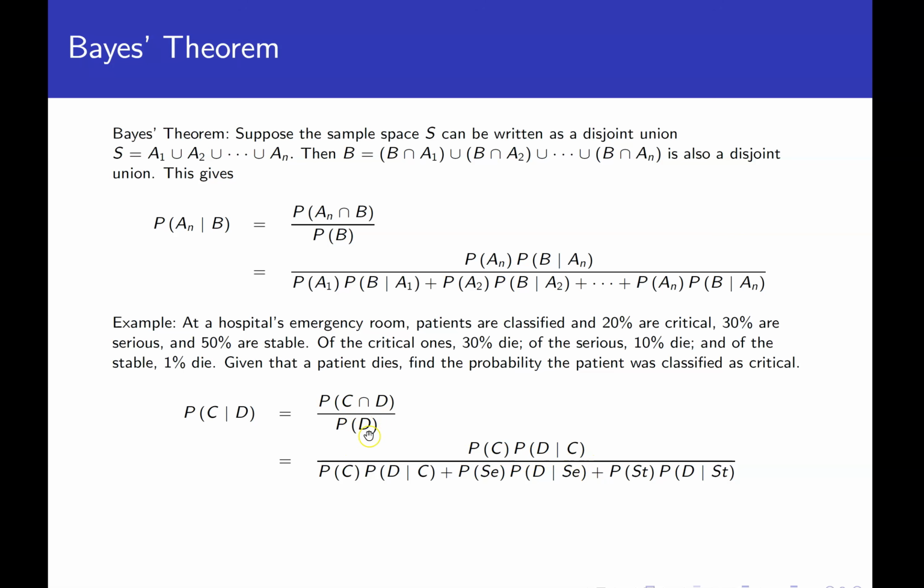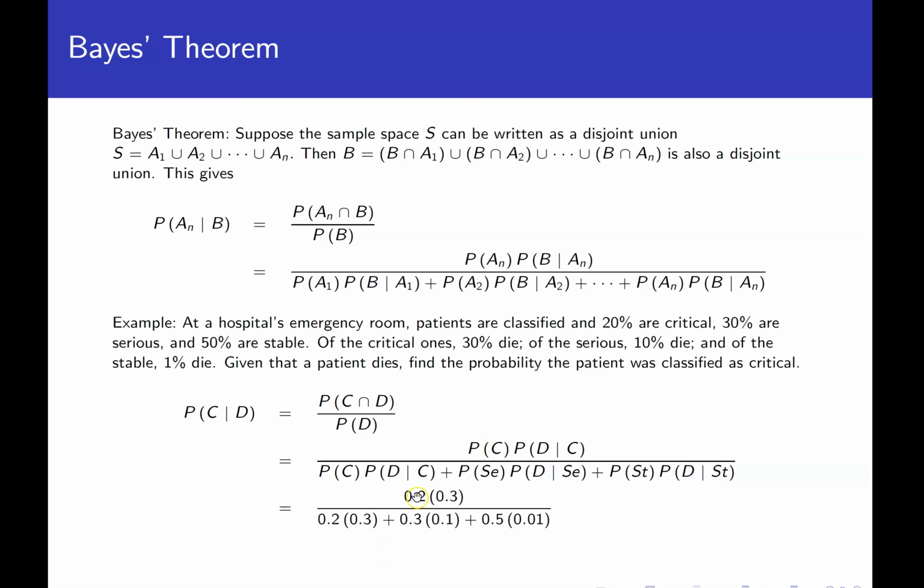Then work with the probability of D. Well, D can be broken up into three cases in this case. You die and you're critical, you die and you're serious, you die and you're stable. So let's break up die into those three categories, and then make the pieces given what we know. We know die given critical, die given serious, die given stable. So we break up all those intersections in that way. One thing to notice is whatever you have on top is going to be a piece at the bottom, by the way. This always happens.